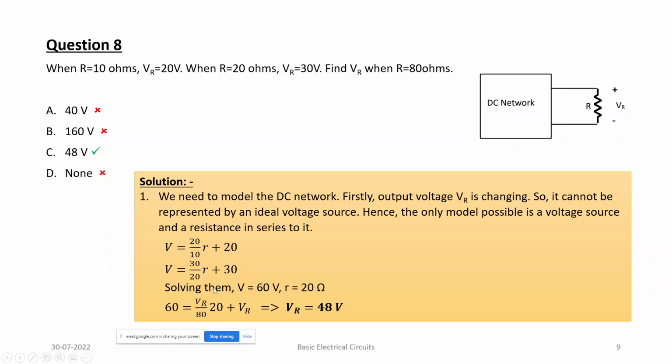So solving these two equations, we get V equals to 60 volt and the small r equals to 20 ohms. And from here, if we have a load resistance of 80 ohms, we can calculate this to be 48 volts. Any doubt?